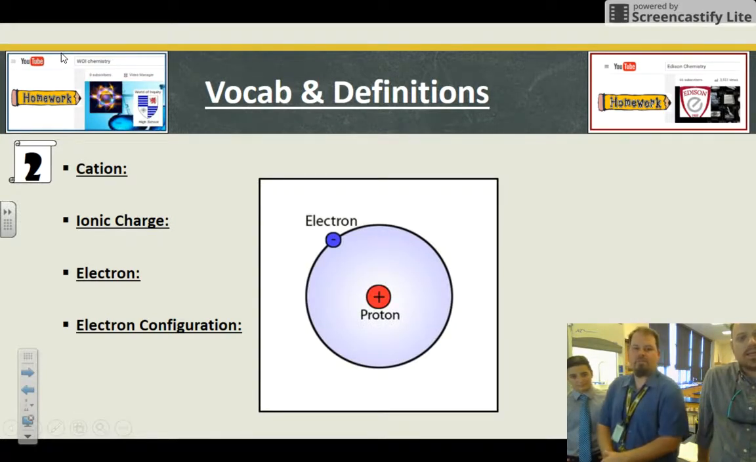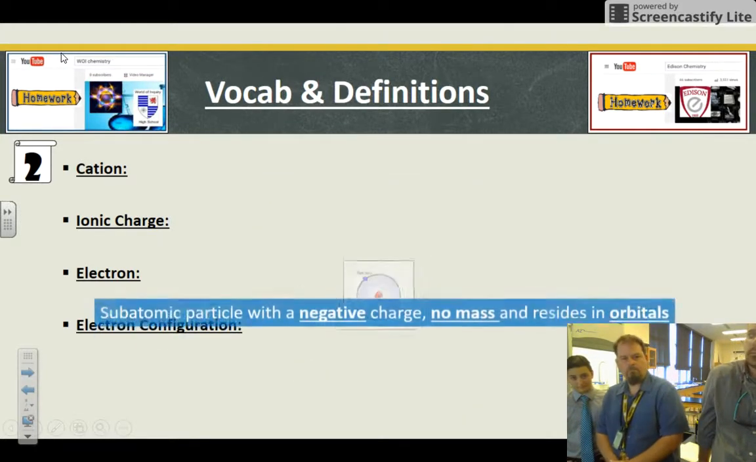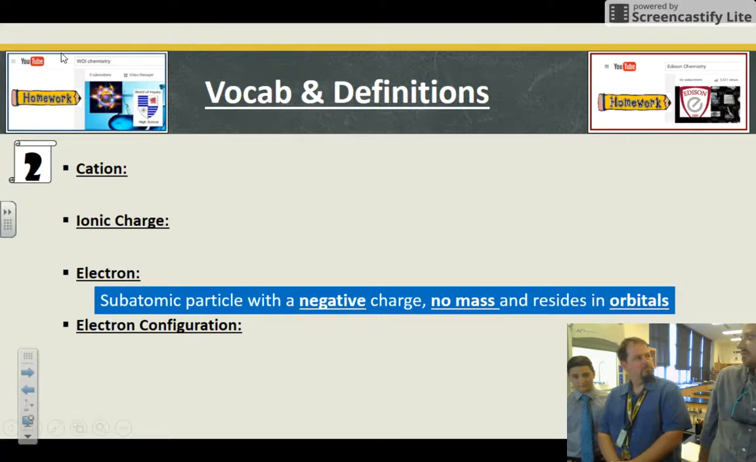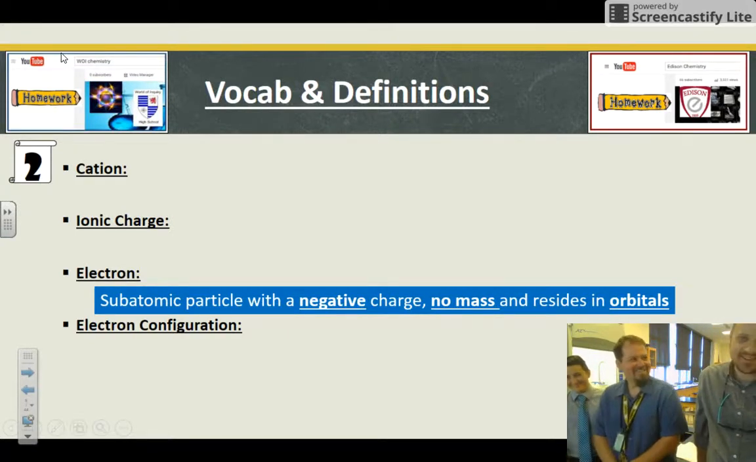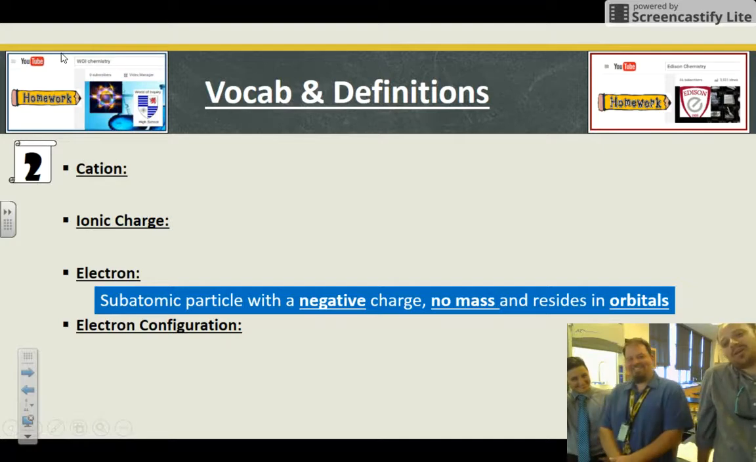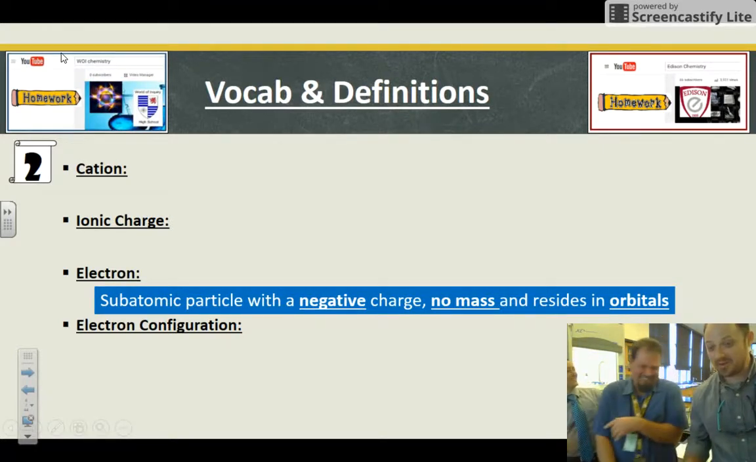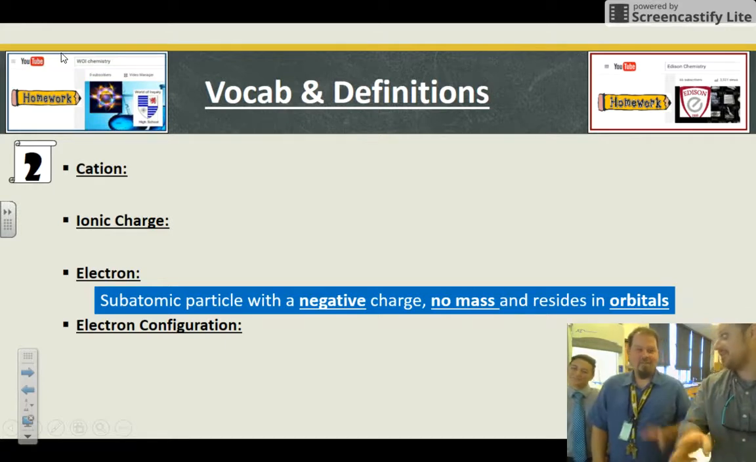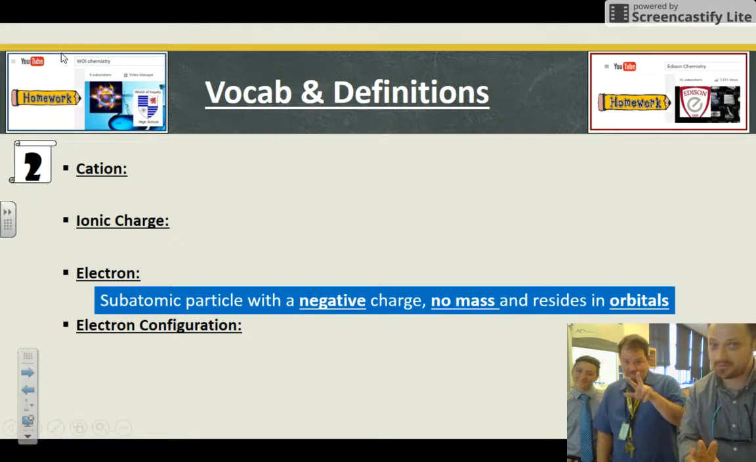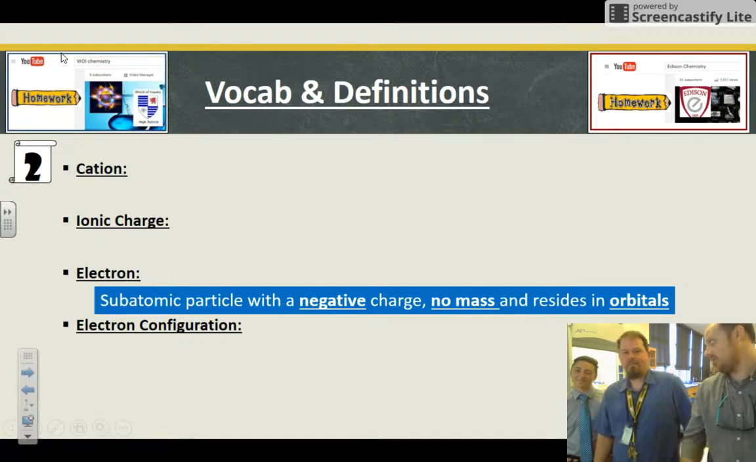Electron. One of my favorite subatomic particles. I have 3 favorite subatomic particles. Maybe you'll get the joke later on. It's a subatomic particle with a negative charge, has no mass, and resides in orbitals. Remember, I have 3 favorite subatomic particles. Electron is one of my 3 favorites.